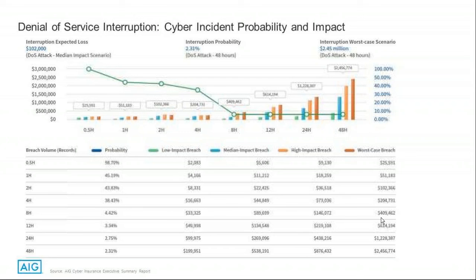And then again, you can of course simulate all the scenarios in between, and you end up with an expected loss scenario from a median perspective of a little over $100,000 and an interruption probability of a little over 2% for a 48-hour attack scenario. Again, something that is quite useful when it comes to modeling your internal business continuity and disaster recovery scenarios. But it doesn't stop there.